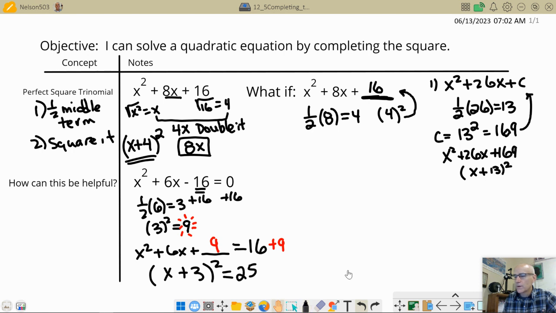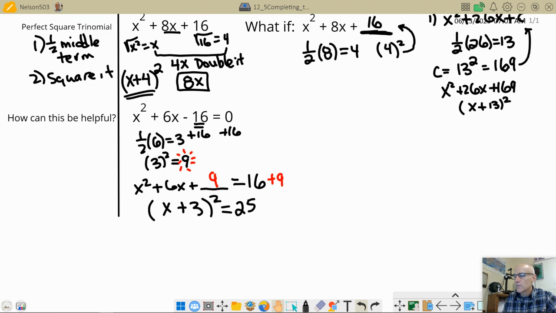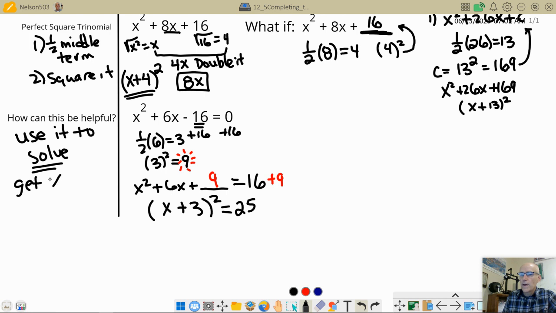We're trying to solve this thing. Solving means get the x by itself. So how can this be useful? We're going to use it to solve, and solve means get x all by itself, right? That's what that means. Get x by itself.